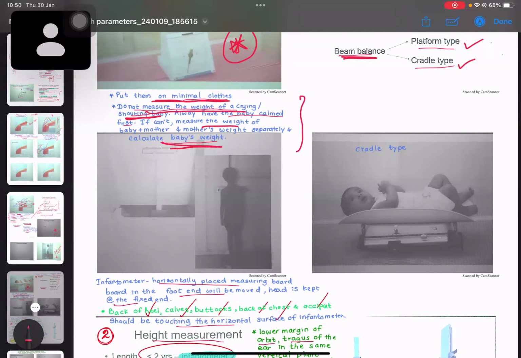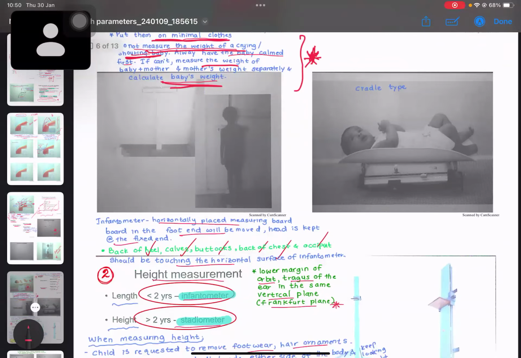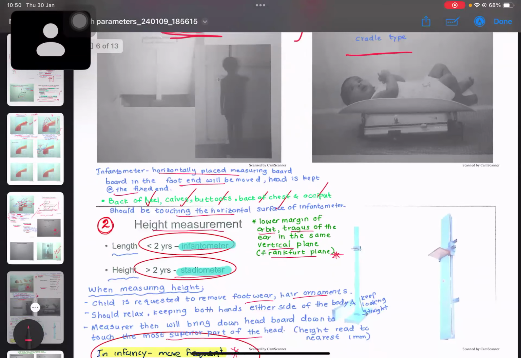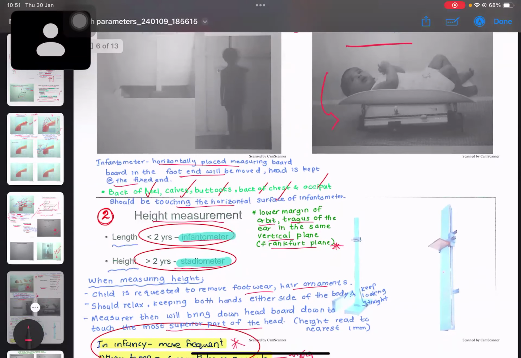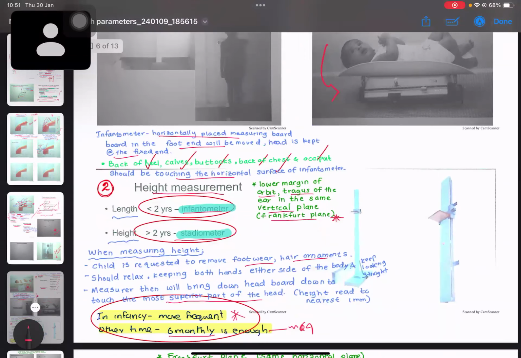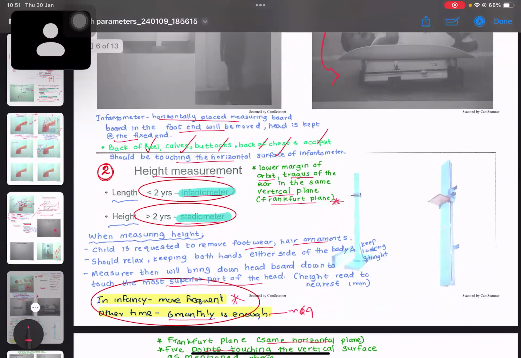These are important things in your daily pediatric practice when you are practicing as a house officer. This won't be asked in exams, but it's important for practice if the child is crying. Okay, this is a cradle type. This is a cradle type balance. Okay. This is for the weight.